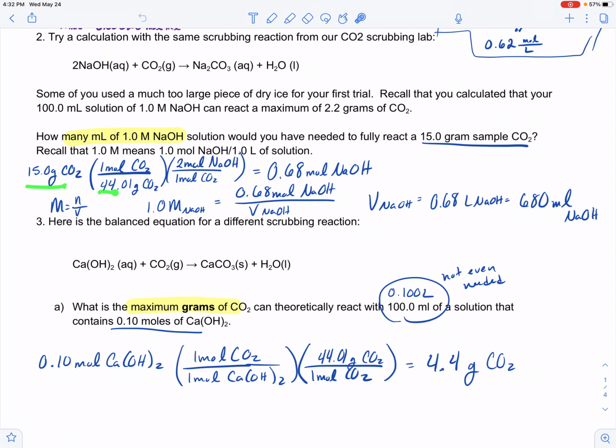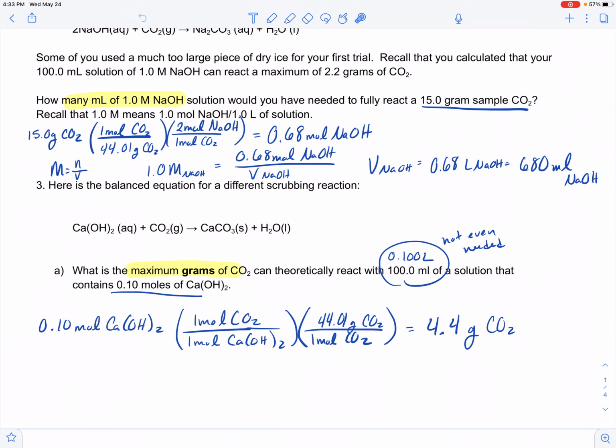And I'm going to go from grams into moles of CO2. So 15 grams of CO2, you need to convert into moles of CO2. Every 1 mole of CO2 is 44.0 grams. And then in order to get to NaOH, I look at my balanced chemical equation. For every 1 mole of CO2, you're going to react with 2 moles of NaOH. So I'm going to put moles of CO2 on the bottom so it cancels. It's going to react with 2 moles of NaOH. And then what I end up finding out is that 15 grams of CO2 is going to react with 0.68 moles of NaOH.